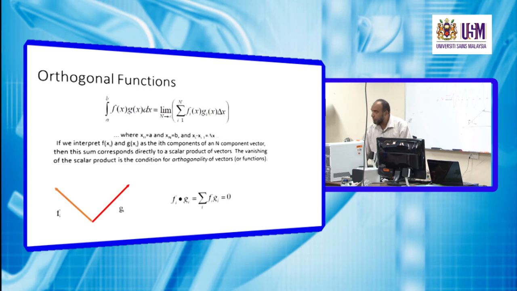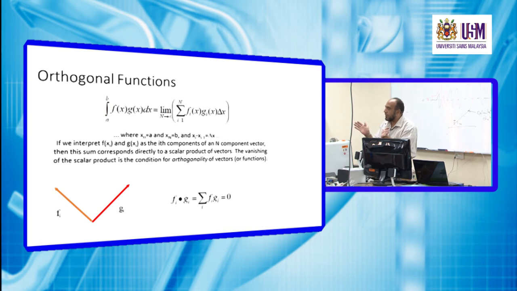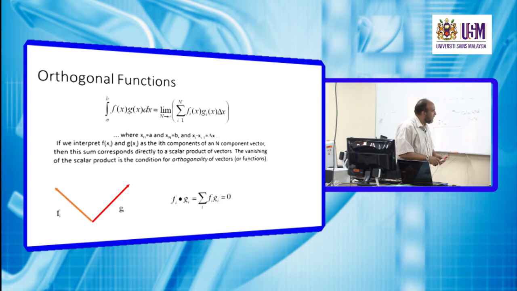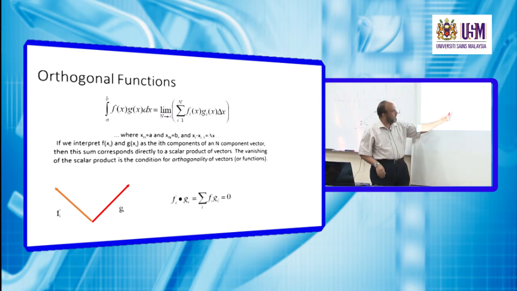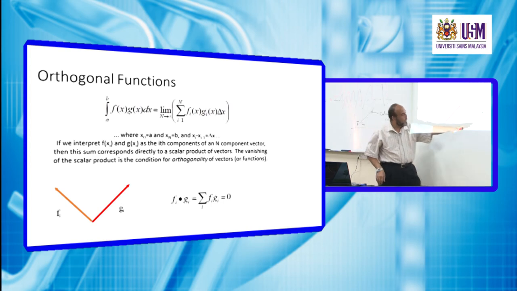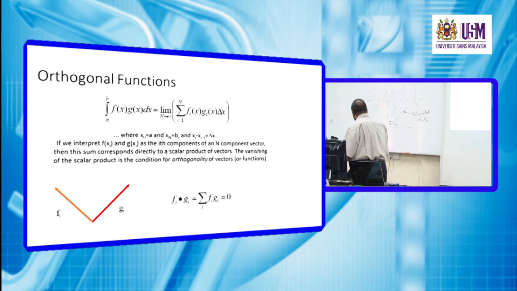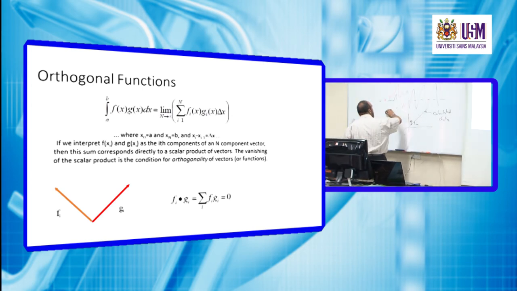The meaning is that these two basis functions are perpendicular to each other, which means that, like this one, this one is F1 and this is G. These two vectors are perpendicular. The sum of the multiplication, the scalar multiplication of these vectors, equals zero. As an example, you know the directional cosines.